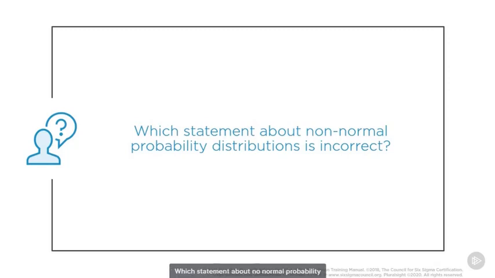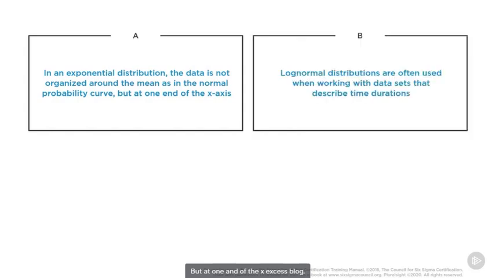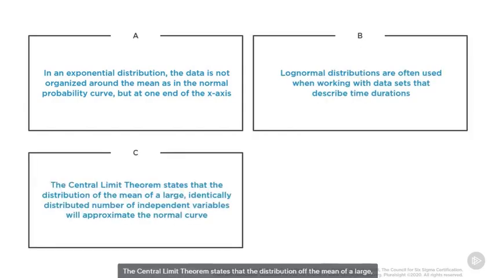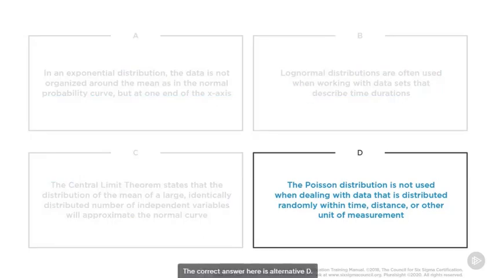Here's our first question. Which statement about non-normal probability distributions is incorrect? Alternative A. In an exponential distribution, the data is not organized around the mean as in the normal probability curve, but at one end of the x-axis. B. Log-normal distributions are often used when working with datasets that describe time durations. C. The central limit theorem states that the distribution of the mean of a large, identically distributed number of independent variables will approximate the normal curve. And D. The Poisson distribution is not used when dealing with data that is distributed randomly within time, distance, or other unit of measurement. The correct answer here is alternative D.